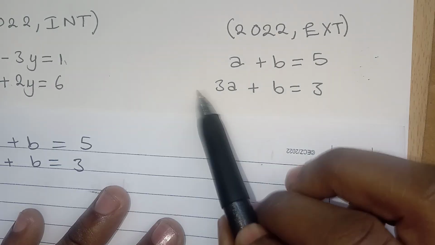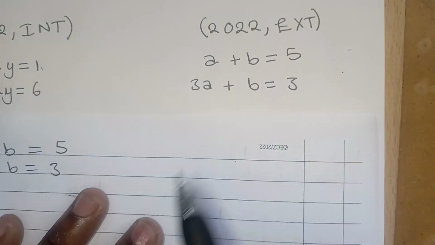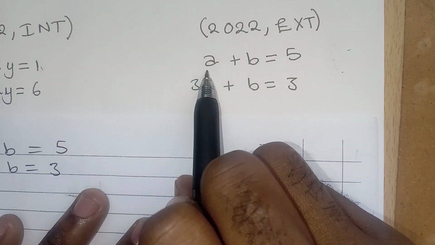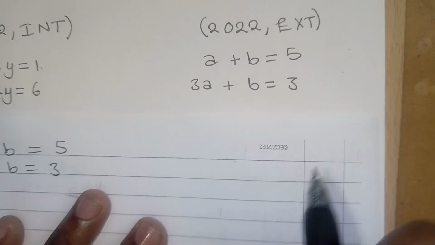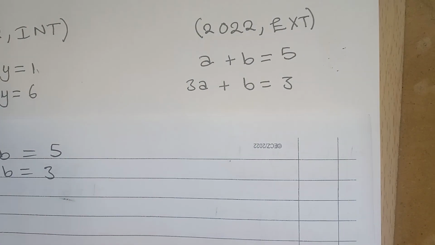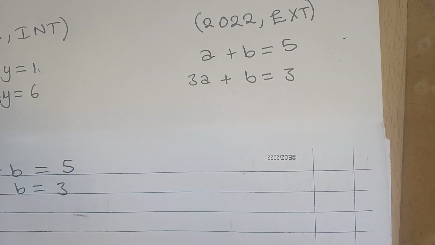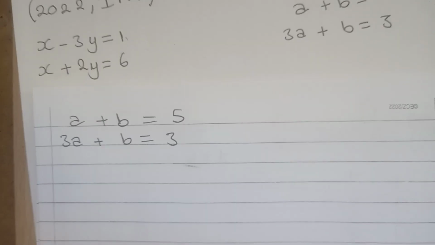Lastly, we have this one. So you may not always have x's and y's. It's possible they may give you letters like A's and B's, C's and D's, M's and N's, and stuff like that. So just make sure you stick to whatever they give you. If they give you P's and Q's, stick to that. Don't change them to X's and Y's.